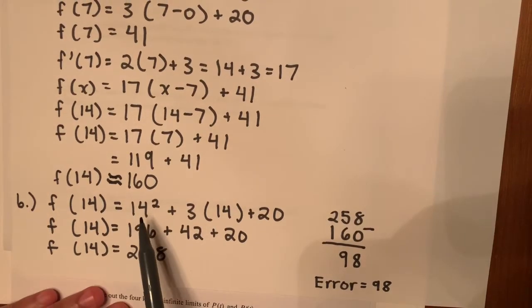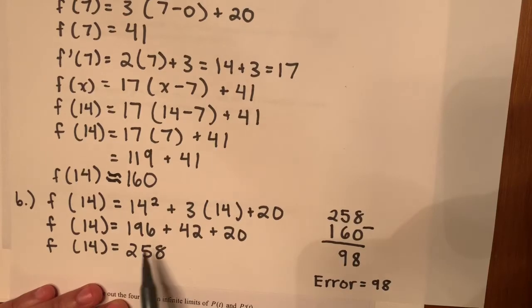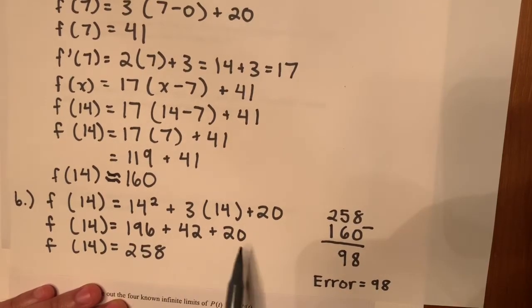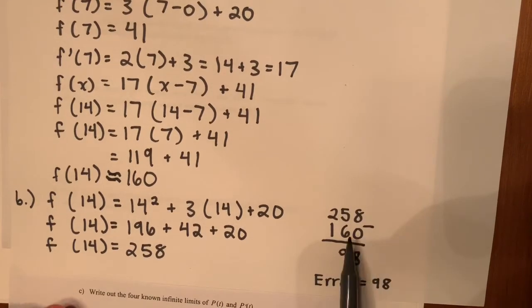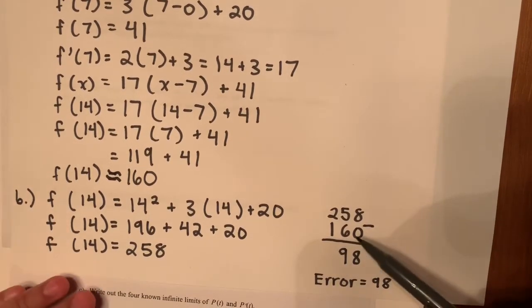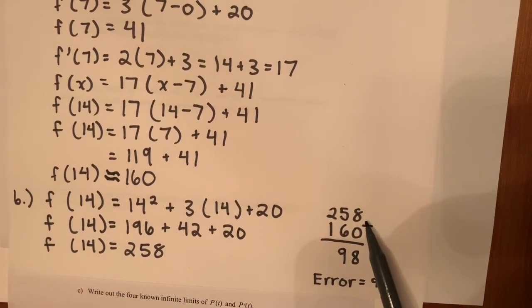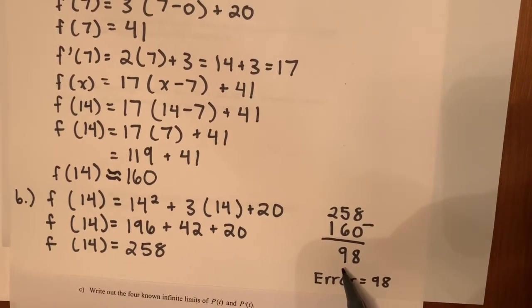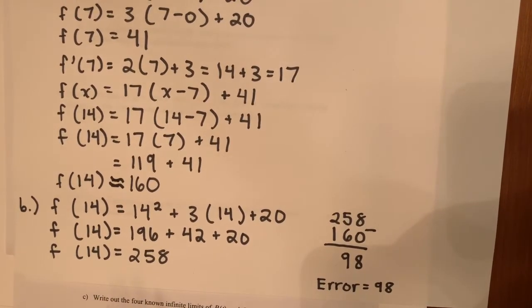So I'm plugging in 14 here. I have 14 squared plus 3 times 14 plus 20, which is 196 plus 42 plus 20, which is equal to 258. And to get the error, it's really easy. All I have to do is subtract 160, which was our approximation, from 258, which was the actual value. And I got a difference of 98, which means that the error in our Euler's method approximation was $98.